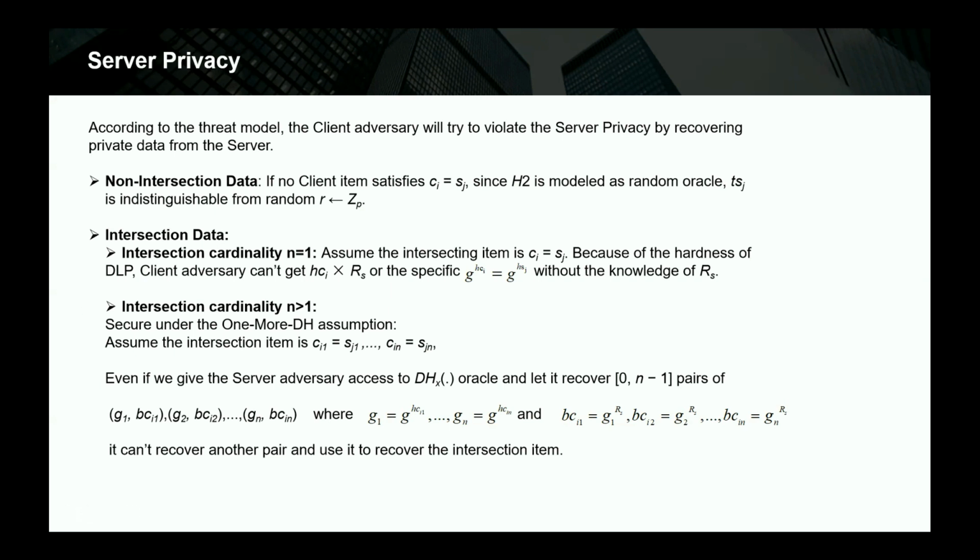For the second case, the intersection cardinality n is greater than 1. This is also secure under the one-more DH assumption. Assume the intersection items are C sub I1 to C sub IN. Even if we give the client adversary access to the DH oracle and let it recover n-1 pairs of private data of the following forms, it can't recover another pair in this form and use it to recover the intersection item.